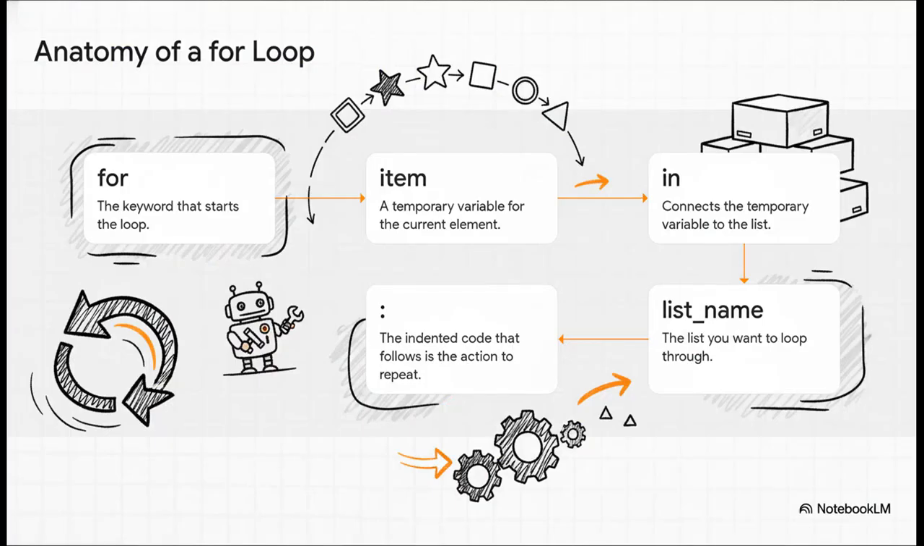Let's pull this apart. Every loop kicks off with the keyword for. That's the signal. Next, we make up a name for a temporary variable. Here we call it item, but you could call it name or num or whatever makes sense. This variable is a placeholder that will hold each value from the list one at a time. The keyword in is the glue that connects our temporary variable to the list we're working with. And finally, that colon at the end, super important. It says, okay, everything that's indented on the next line is the action I want you to repeat.